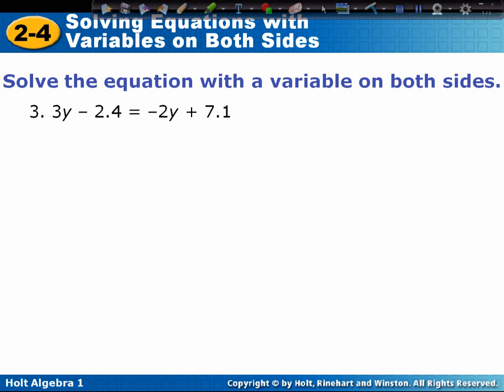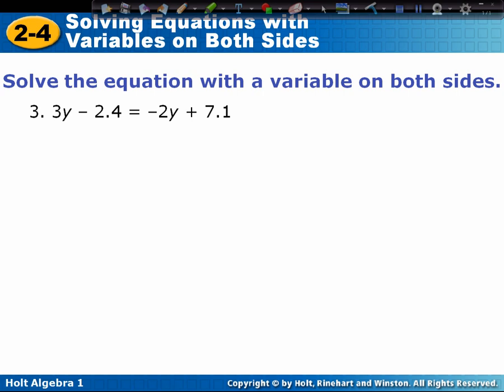Alright, number 3 says 3y minus 2.4 equals -2y plus 7.1. Don't let the decimals mess you up here. They're not any different than any other numbers. They're just decimals. Okay, we're still going to go through the same 5 steps that we went through the first time. Our first step is, are there any parentheses in that problem? And if you look, there are no parentheses. So we get to move on to the next step.